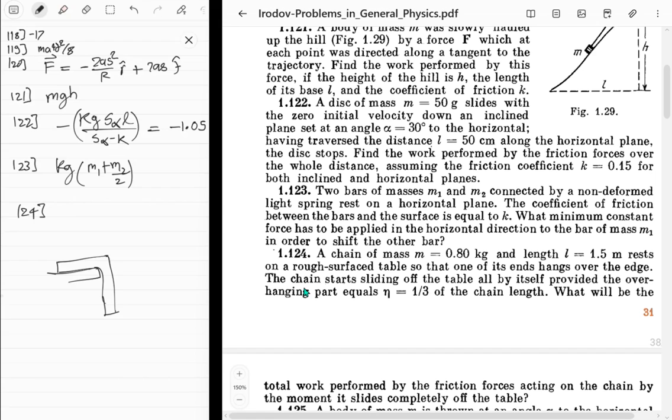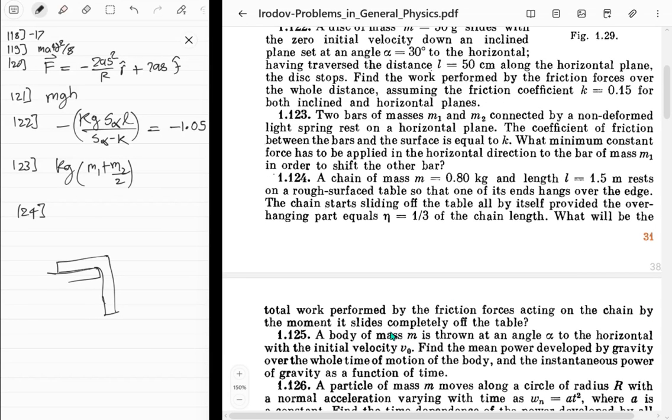This is the table, okay. The chain starts sliding off the table all by itself, provided the hanging part equals 1/3 of the chain. What will be the total work performed by the friction forces acting on the chain by the moment it slides completely off the table? So if this is infinitely deep, or at least deep enough for it to completely accommodate itself, the whole chain can fall. Okay, understanding what's happening.